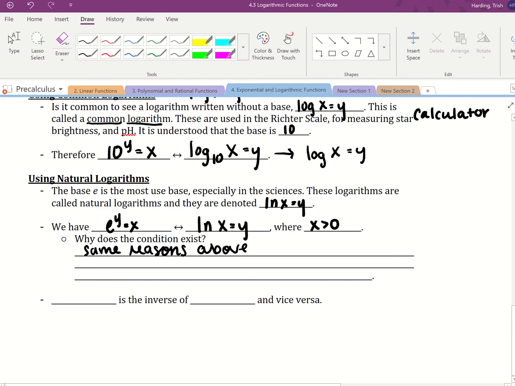So what does this mean? What this means is that now these two are inverse functions. So that means ln x equals y is the inverse of e to the y equals x, and vice versa. So they go back and forth just like logs do.